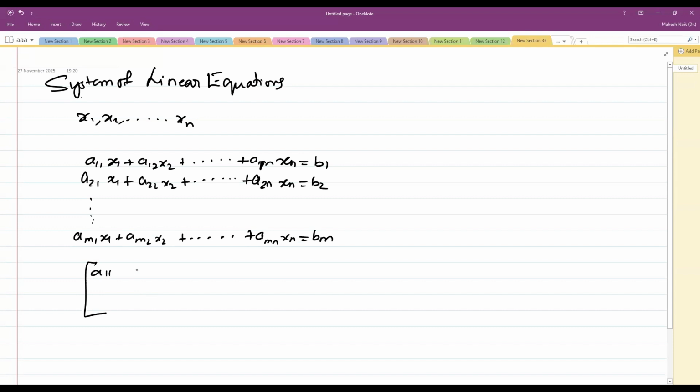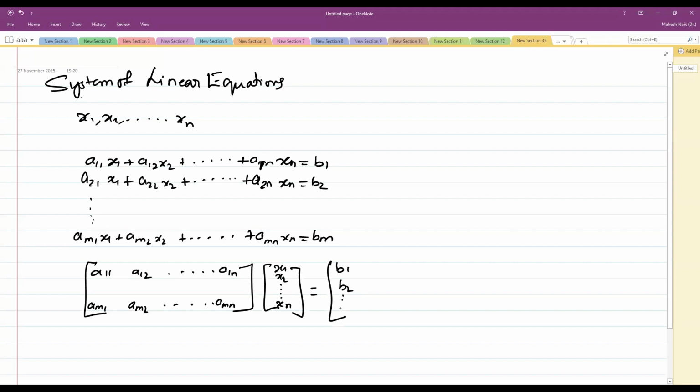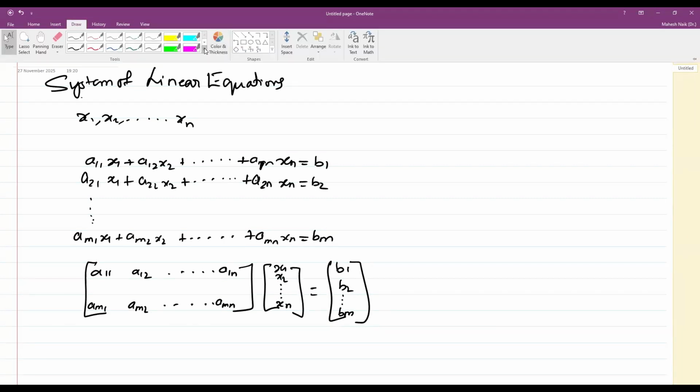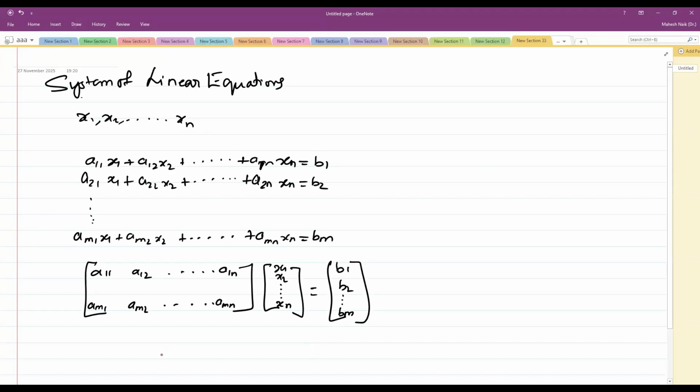by extracting the coefficients a11, a12 up to a1n. Likewise, am1, am2 up to amn with the variables x1, x2 up to xn. And on the right hand side, we have b1, b2 up to bm. So we can denote these matrices with proper matrix notation. Let's say A x equal to b. So that's my A, that's my x, and this is my b.